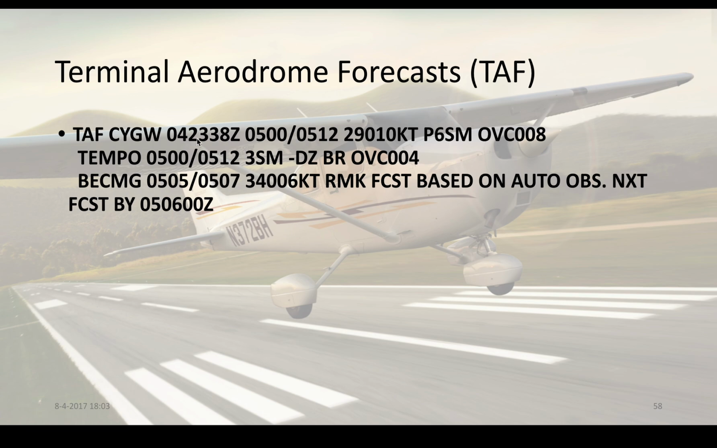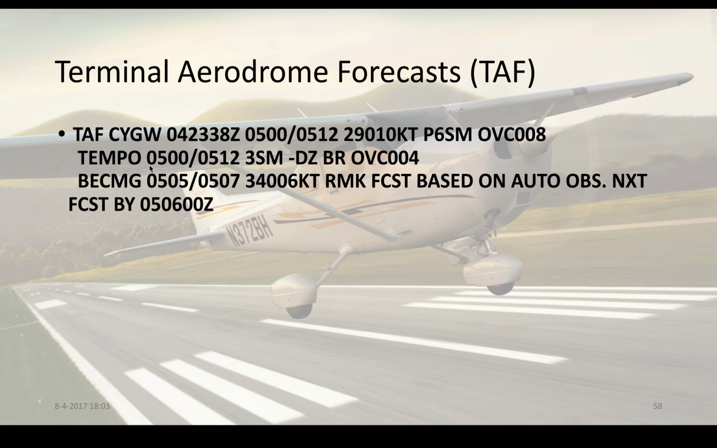station here. It's at the 4th day at 23:38 Zulu, and the forecast period is from 0000 Zulu on the 5th day till 1200 Zulu on the 5th day. 05 is the day, 12 is the time. That's the forecast period. The wind roughly is going to be 290 at 10 knots. Then it's P, which means positive, so better than 6 miles, and overcast at 800 feet. So good visibility, but low ceilings.